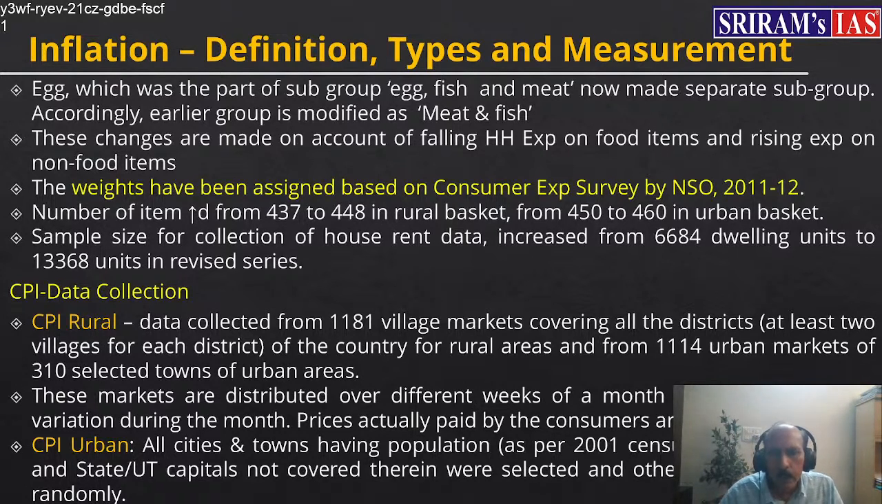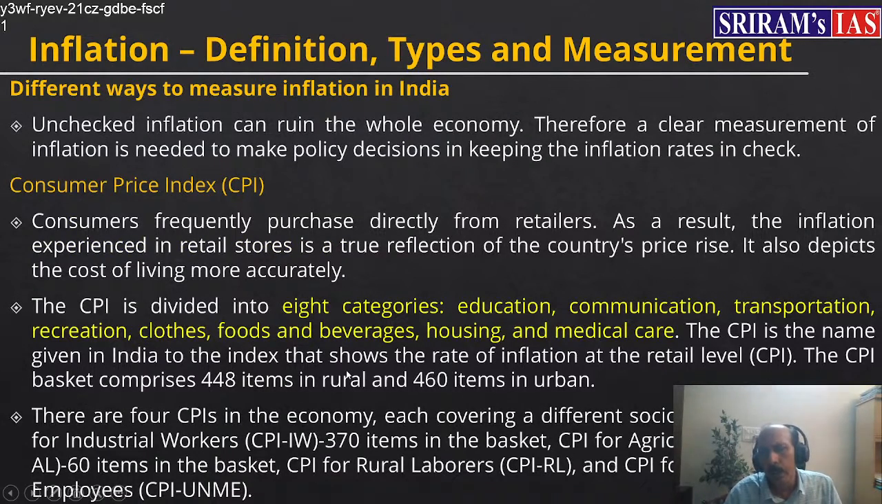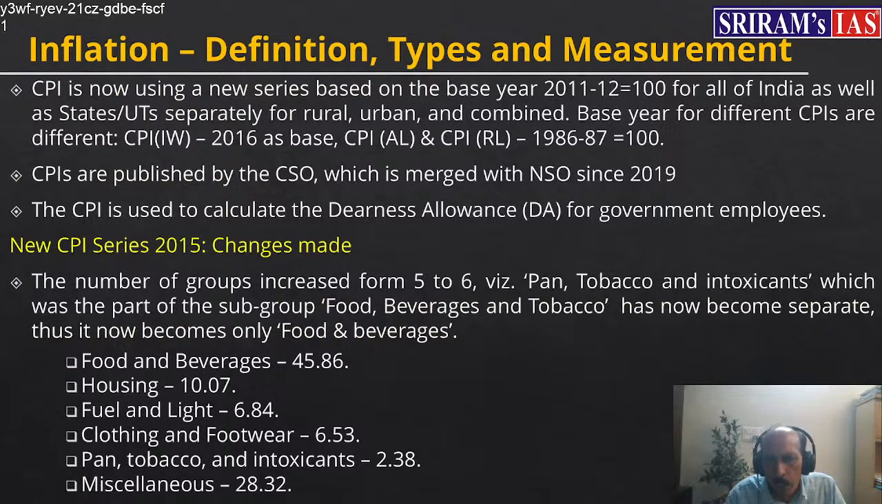So the number of items we have to collect and the number of points from where the prices are to be collected are clearly defined in the methodology of CPI. CPI is computed by the NSO, National Statistical Office, and they define very clearly the basket and the points from where the prices are to be collected. And for each, they define the base year. The common base year for this series is 2011-12.